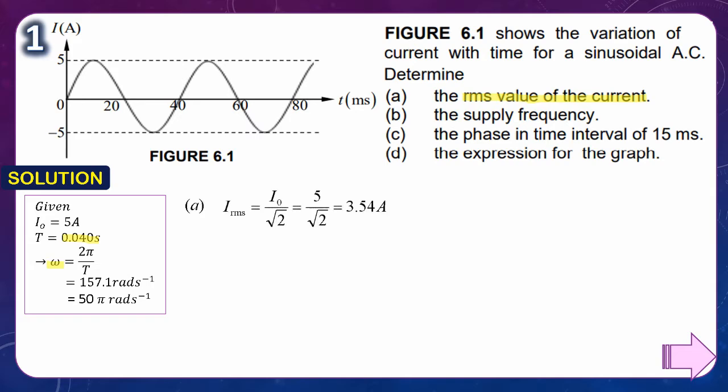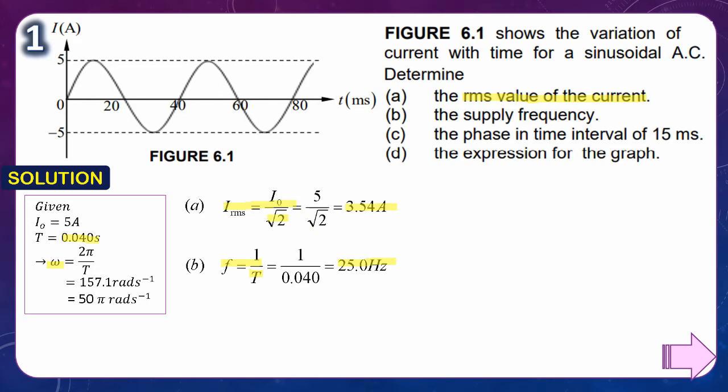We will use the equation I RMS equal to I naught over root 2. When we substitute the I naught, you will get the value for I RMS, which is 3.54 ampere. For question number 1b, you need to calculate the supply frequency, and you're supposed to use the equation related to the period, f is equal to 1 over T. You substitute the period, and you will get the supply frequency, which is equal to 25 Hz.